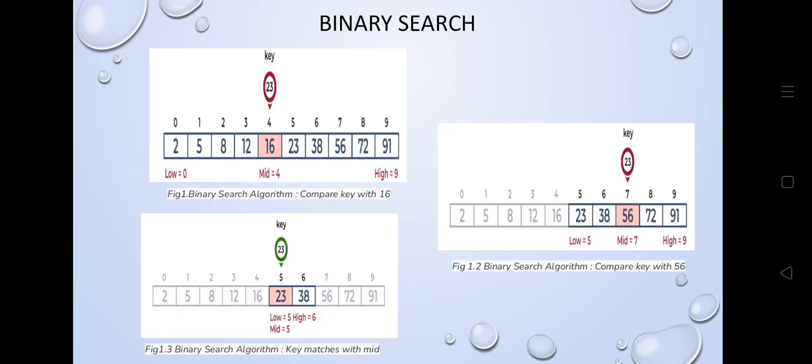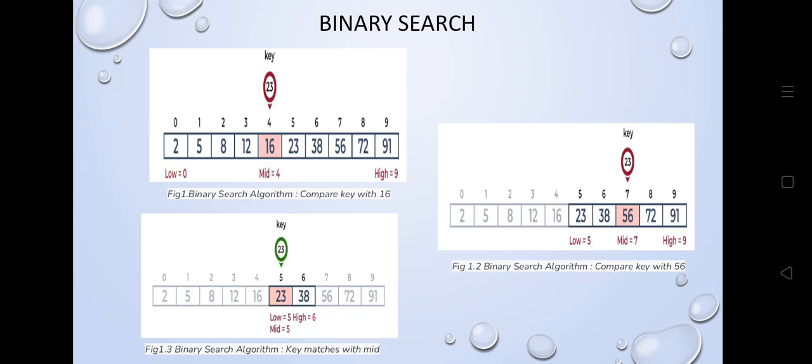We can understand this more by taking an example. Here we can see three figures. So here is a list with 10 elements. First we set the low and high to 0 and 9 respectively. Then we calculate the mid by adding low plus high, divided by 2. We get 4 as the mid. Comparing the key 23 with the middle element 16, we get that the key element is greater than the middle element. So we are avoiding the part which is less than the index of mid.